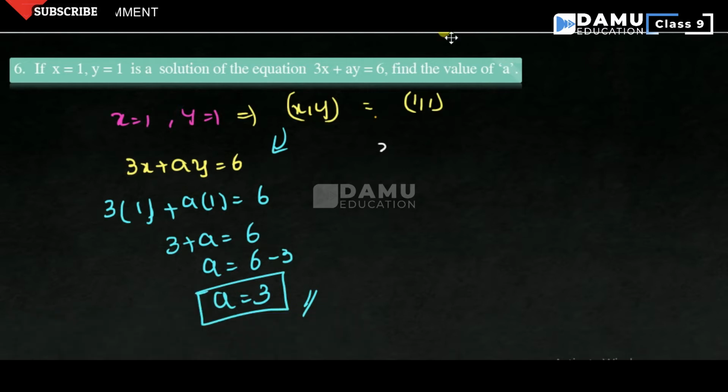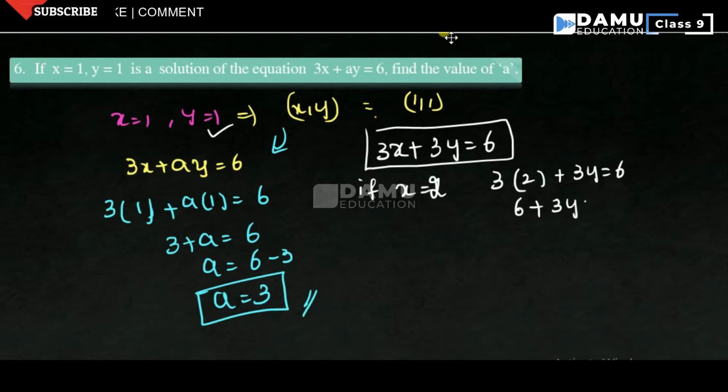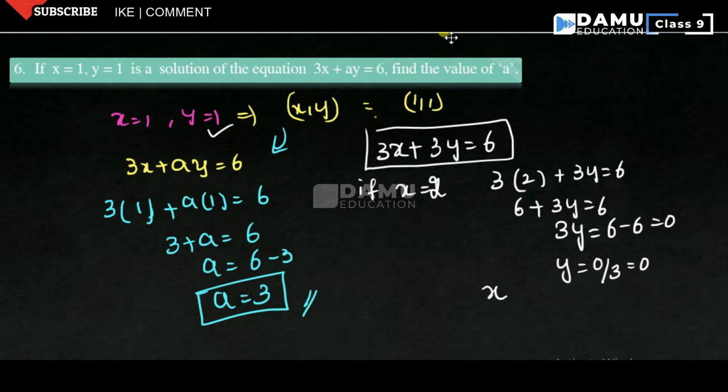With a value equal to 3, 3x plus 3y will be equal to 6. This is the resultant equation that we got, so we can find a solution. Already they have given x equals 1, y equals 1. Then x equals 2. So 3 into 2 plus 3y will be equal to 6. 6 plus 3y will be equal to 6. Then 3y will be equal to 6 minus 6, which is 0. Then y will be equal to 0 by 3, that is 0. So x comma y will be equal to 2 comma 0.